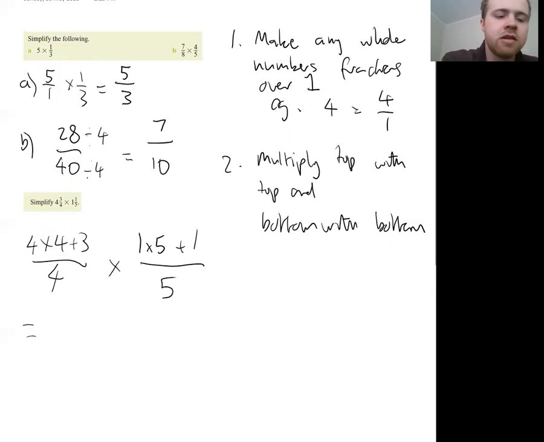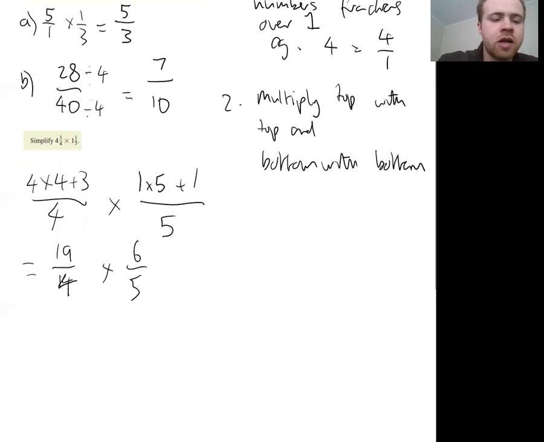And then we need to simplify this. So 4 times 4 is 16 plus 3 is 19. So we're going to get 19 quarters times by 5 plus 1 is 6 times by 6 fifths. And now that we've got them in improper fractions, we can just multiply top by top and bottom by bottom. So here we have 19 times 6, which is going to be 60 plus 54, which is 114. Okay, and then 4 times 5 is going to be 20.